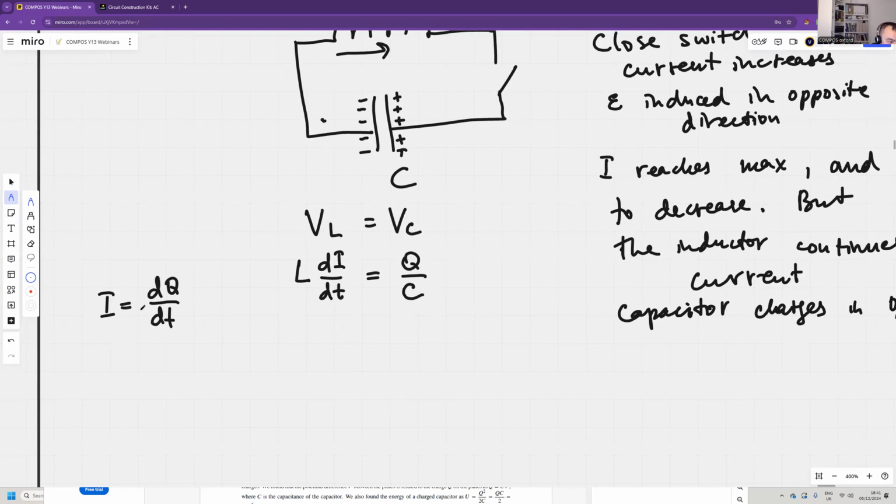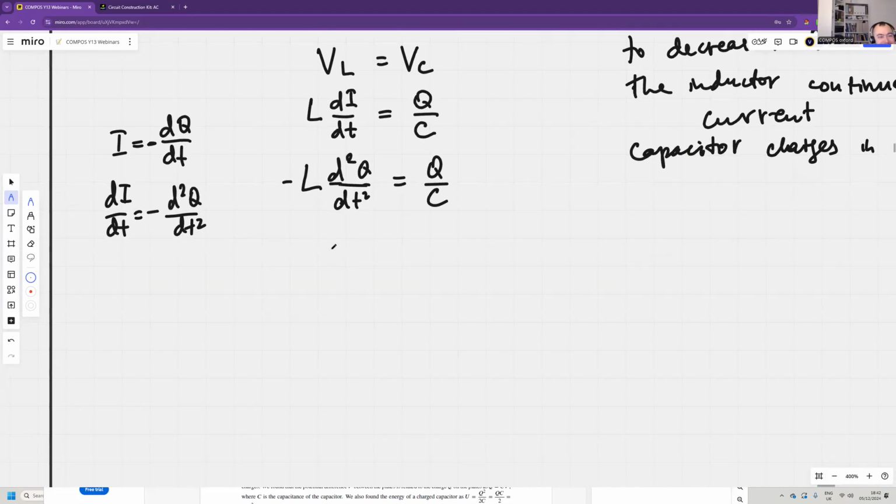So if I is minus dq/dt, that means dI/dt is minus d squared q/dt squared. It's the second derivative. So it's minus L d squared q over dt squared equals q over C. All right. And now we have, I'll write it as, q double dash equal to minus 1 over LC q.